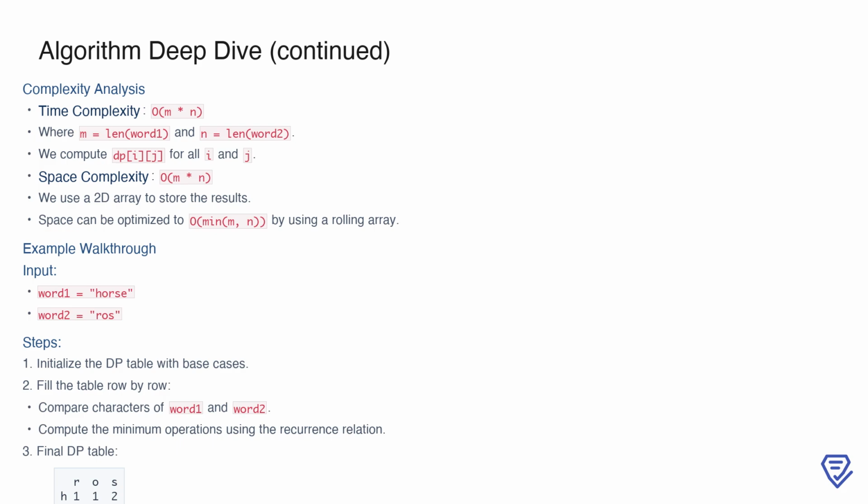The space complexity is also O(m*n) due to the 2D DP table. However, this can be optimized to O(min(m, n)) by using a rolling array, as we only need the current and previous rows at any given time.